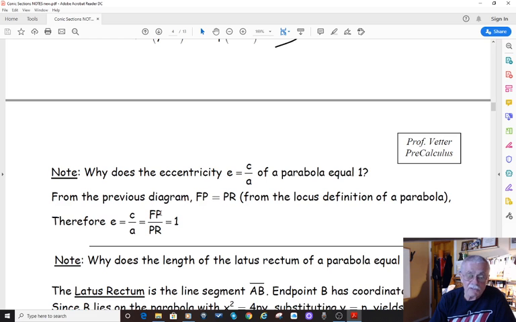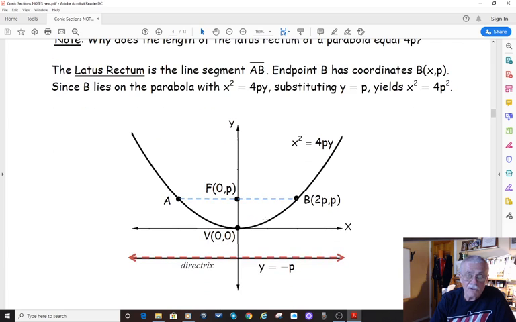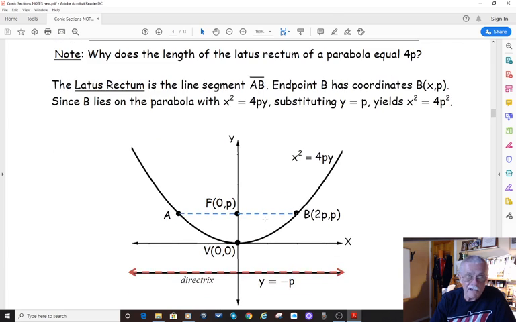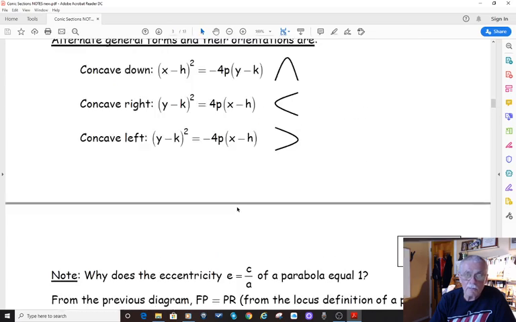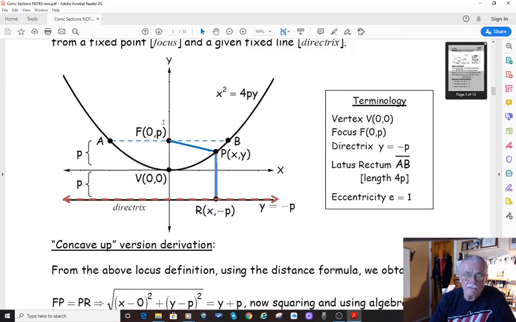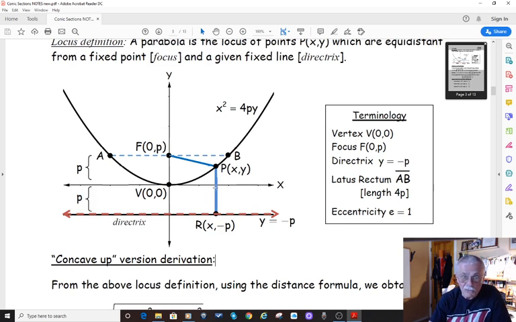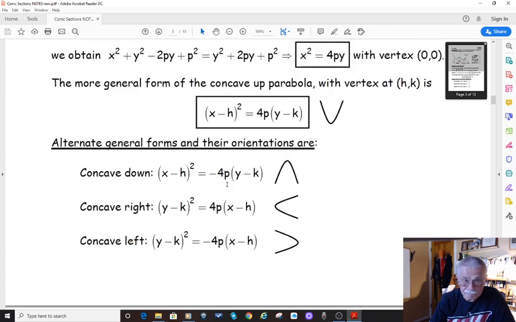And it's the ratio of FP over PR in this case. Going to our diagram here, well, we can't really see it in this diagram, but if we go back to the original, it's FP over PR, and because in a parabola they're equal, that ratio is 1. So the eccentricity for a parabola is 1. So that's out of the way.